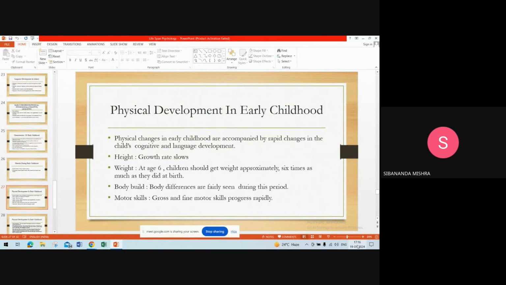Hello? No, sir. No. Gross motor skills means running, skipping, jumping, all the playing and movement, where there is more movement, like playing football, playing cricket, whatever it is. So these are all gross motor skills.